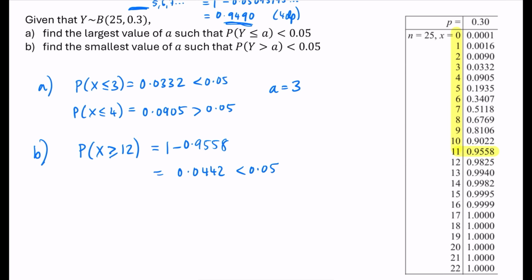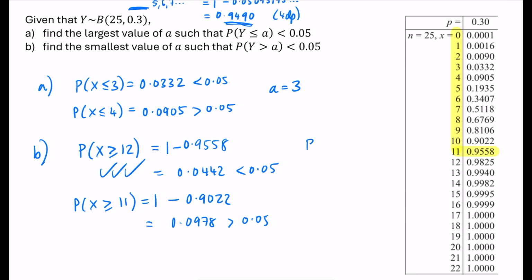Now, there's not any point in going lower than that, because if I did the other one, the probability that x is greater than or equal to 11, that would be 1 minus the probability of this one, 0.9022, which is obviously going to be bigger than 0.05. That is 0.0978, which is bigger than 0.05. So this is the one that we want to use. This is the right one.